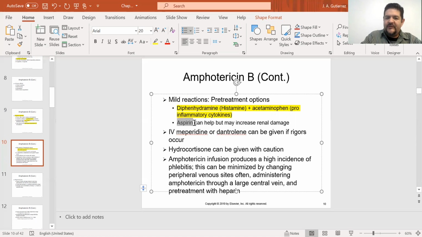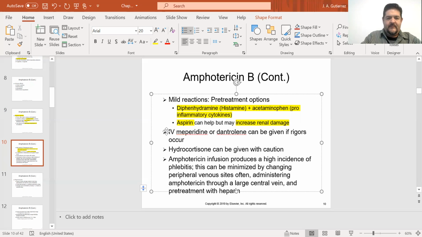Aspirin, we don't use it a lot here in the States, but there's some countries where aspirin is replaced by acetaminophen. Same thing to block the inflammation proteins, but we have to be very careful with the kidneys. Aspirin is very aggressive with the kidneys, plus amphotericin B is not a good combination. So here in the States, it's very rare to have aspirin as part of the pre-treatment for amphotericin B.